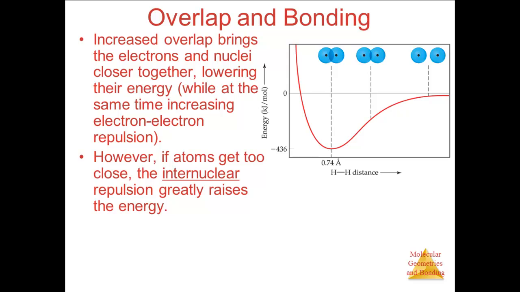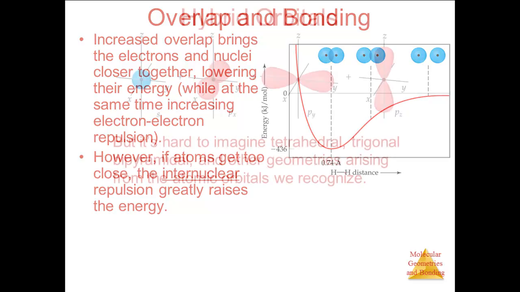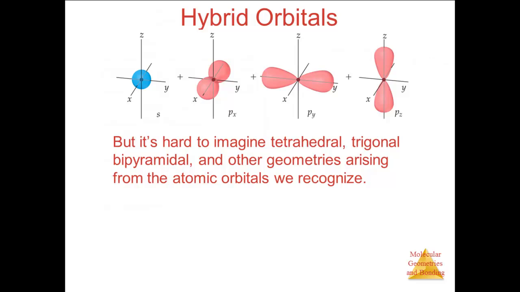It is the shapes and orientations of the overlaps from the atomic orbitals that give rise to the shapes of the molecules, because the atoms will stay where they have the maximum overlap and the lowest energy. However, it is hard to imagine all the structures we have talked about arising from a spherical s orbital and three mutually perpendicular p orbitals. Where do the shapes we have seen come from?